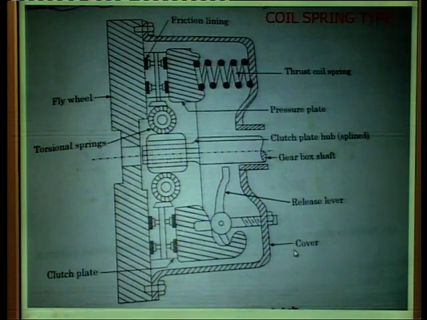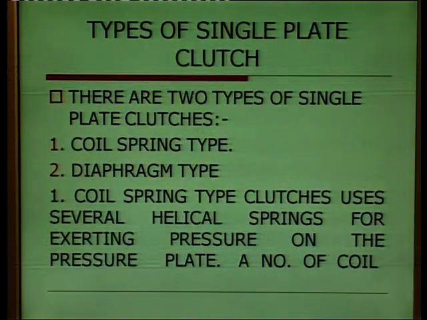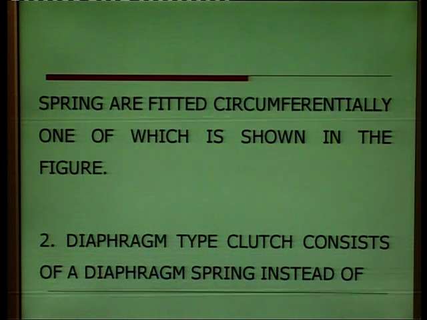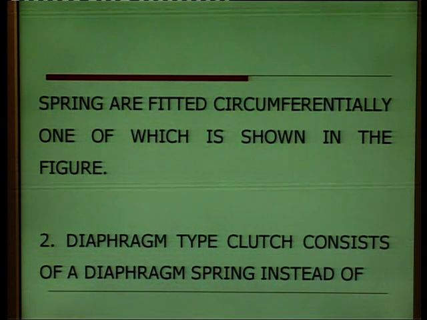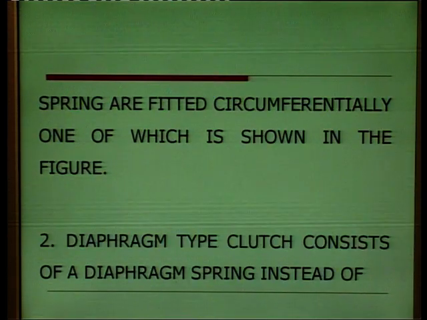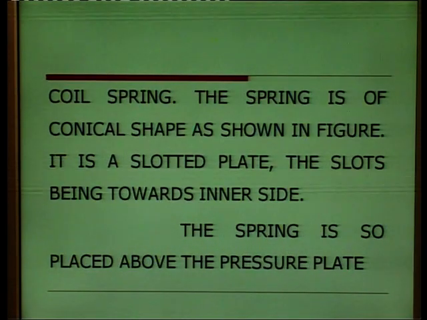Continue from this page. A number of coil springs are fitted circumferentially, one of which is shown in the figure that is already shown. Number two, the diaphragm type clutch consists of a diaphragm spring instead of coil springs. The spring is of conical shape, as shown in the figure on the next page.